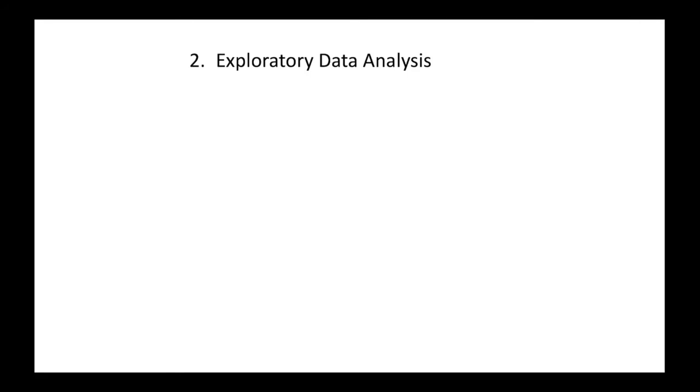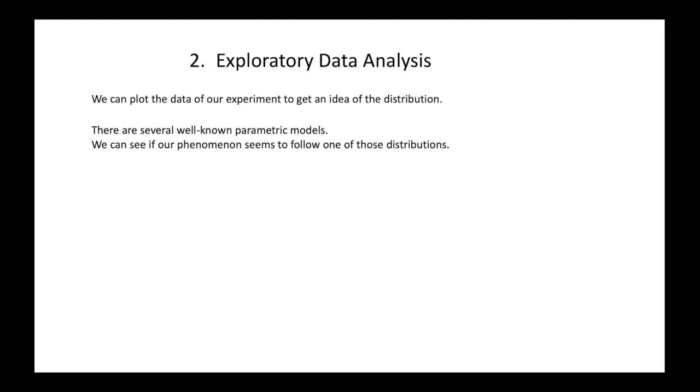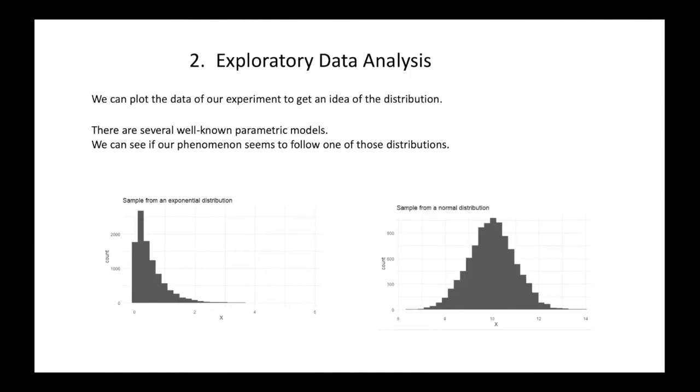Sadly, many times the knowledge about the phenomenon is not sufficient to determine the parametric model. So we should collect some data coming from the experiment and plot it in order to get an idea of the distribution. We can check if it fits some well-known distribution. In the example, you can see some data coming from an exponential distribution and a normal distribution.